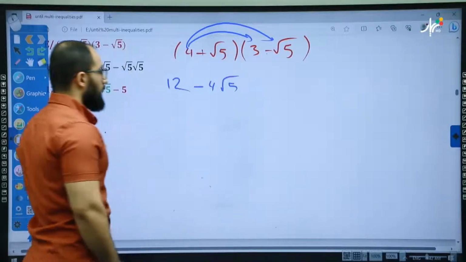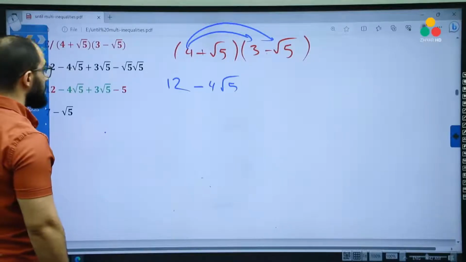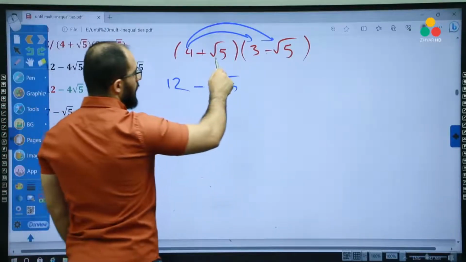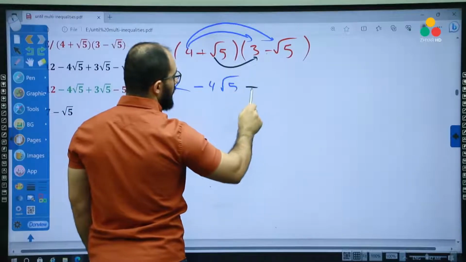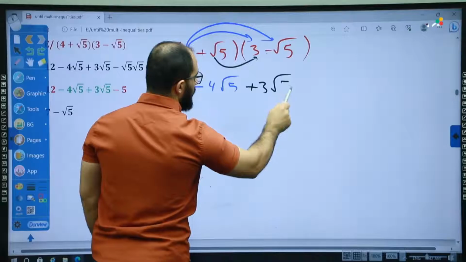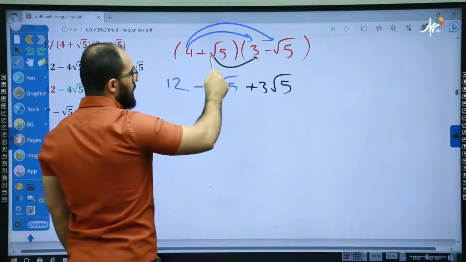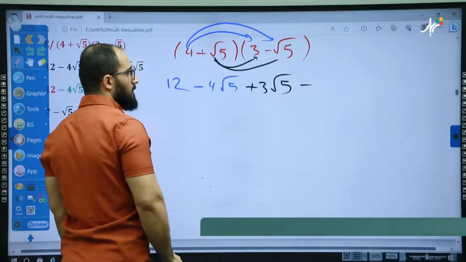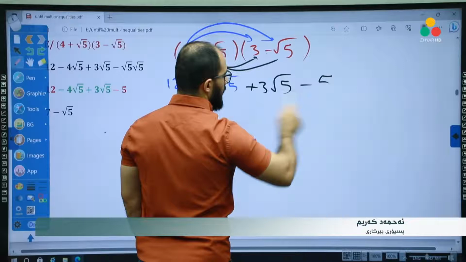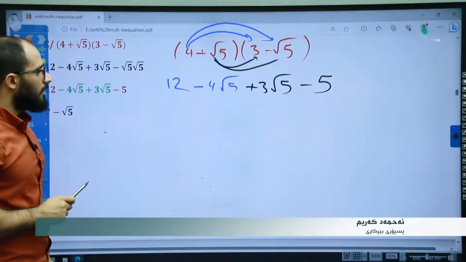So we got 12 minus 4 square root 5. Then for the second one, square root of 5 times 3, it's going to be 3 square root of 5, because positive times positive becomes positive. Then finally, positive times negative is negative. Square root of 5 times square root of 5 is equal to 5.